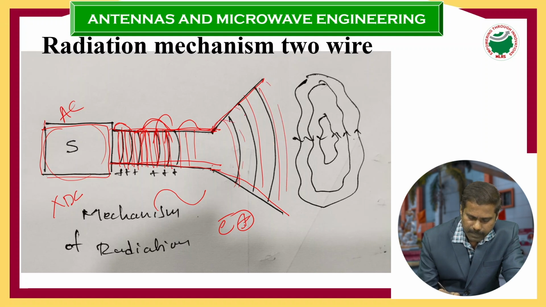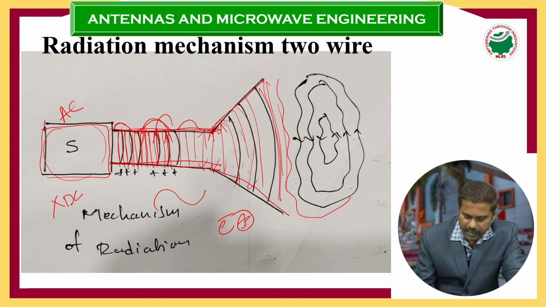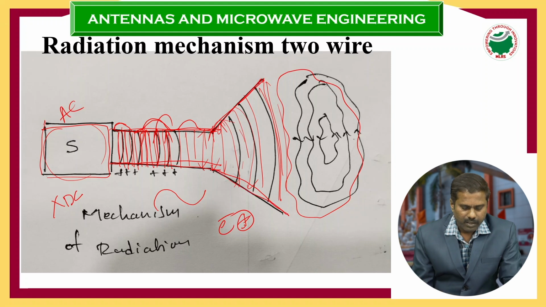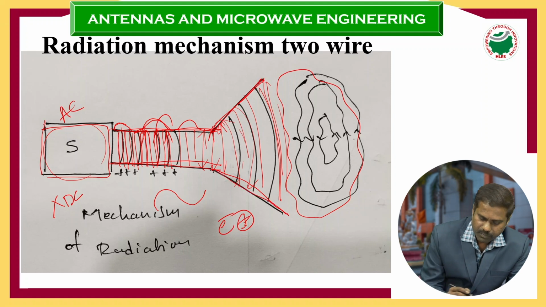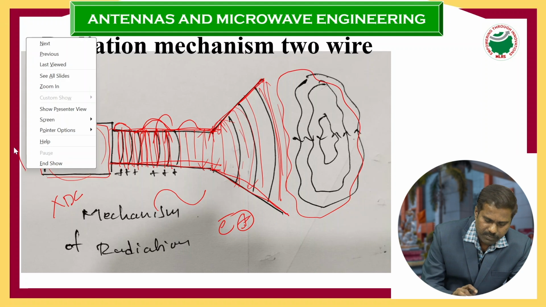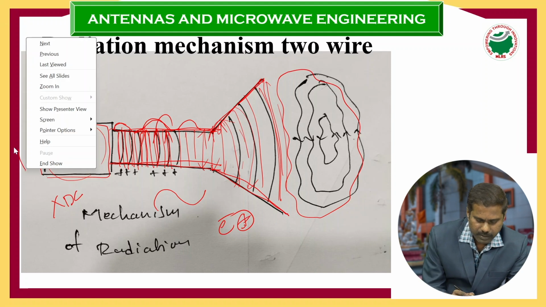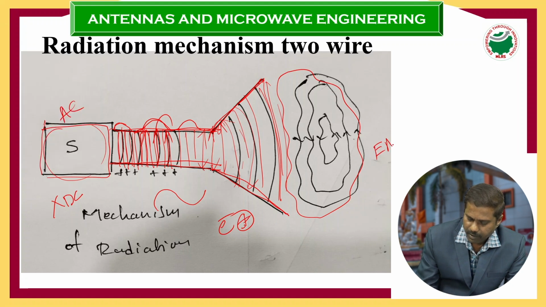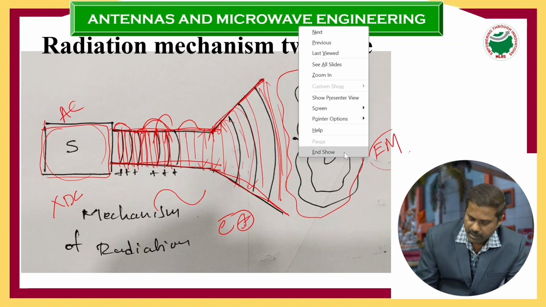And whatever field lines are generated in between the transmission lines will come towards the end, and these will be detached from the end of these radiators. Suppose this radiation is having EM waves, this radiation is EM waves.